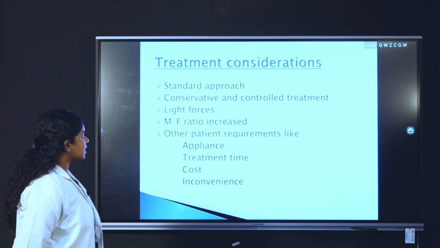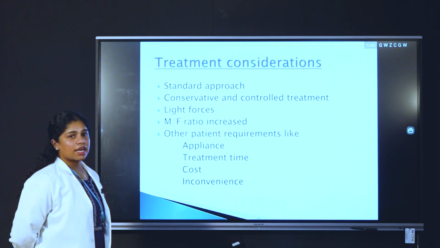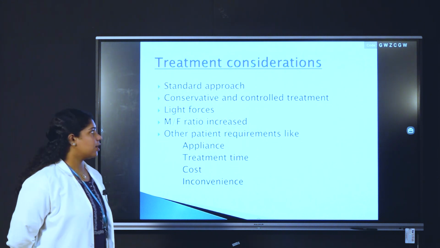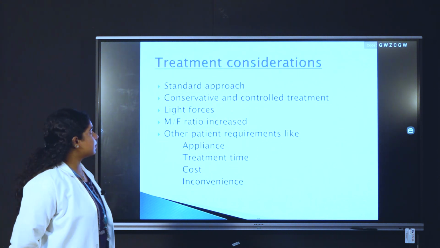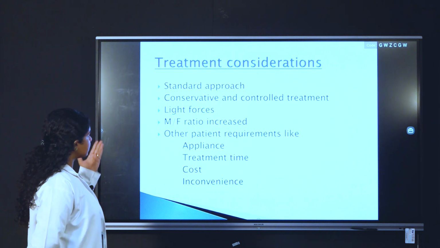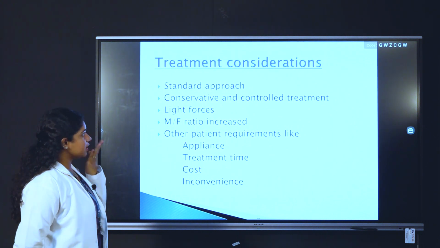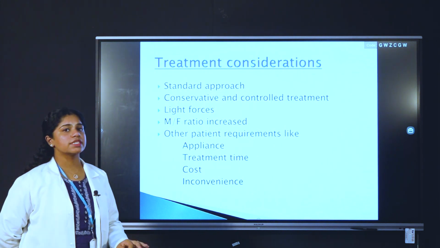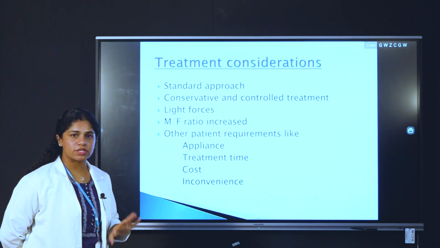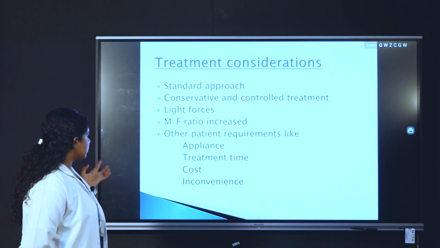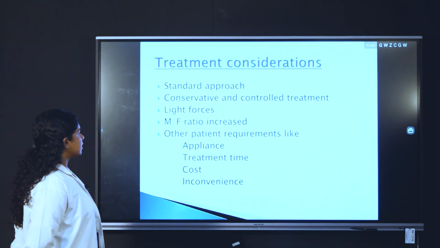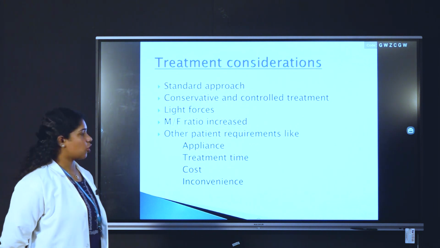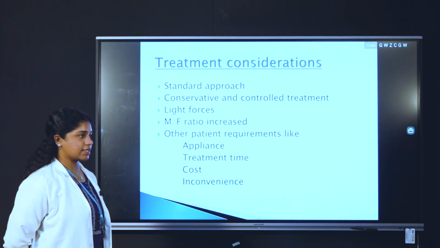So what are the treatment considerations that are to be seen? The standard approach for both adult and child patient is the same. But the other considerations are that conservative and controlled treatment is to be done in an adult patient. Light forces are very important, that light forces are to be given. Movement to force ratio is increased, and other patient requirements like appliance, treatment time, cost and inconvenience are to be considered properly.